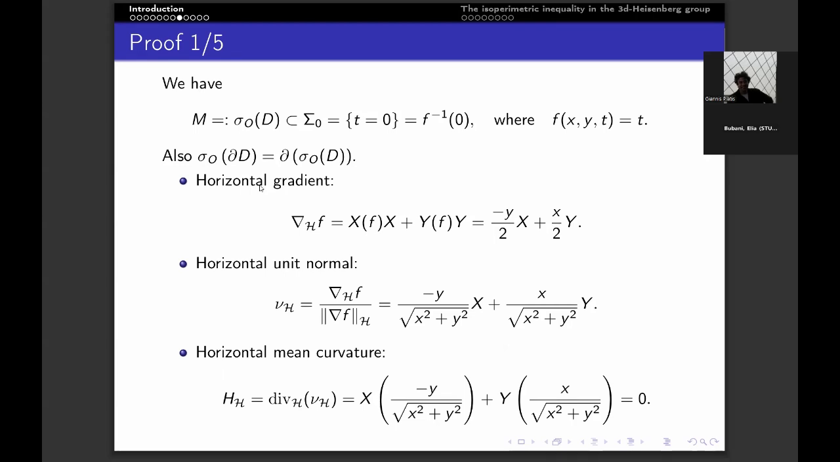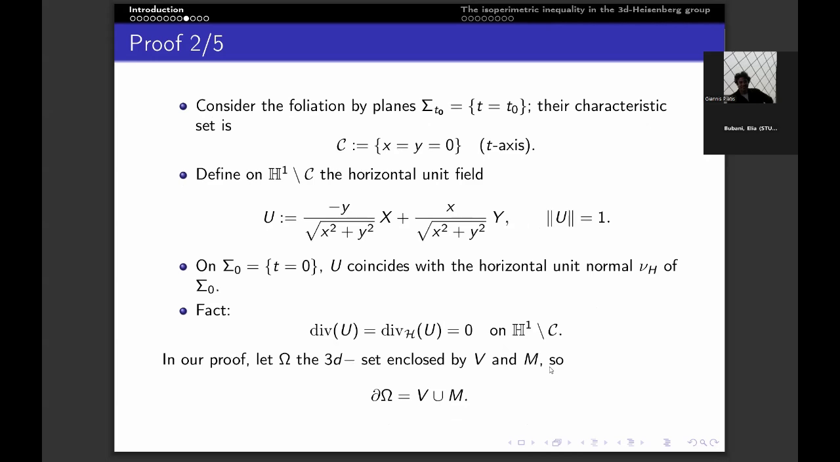We can calculate the horizontal gradient of F and the horizontal unit normal. And we can see that the horizontal mean curvature, which is the horizontal divergence of the horizontal unit normal, is equal to 0. So we have that sigma 0 and the set M practically are area stationary points for the horizontal perimeter.